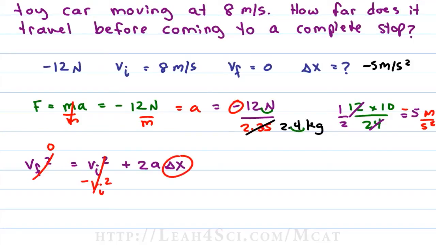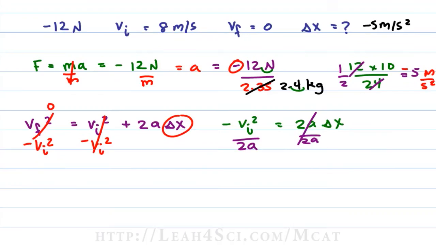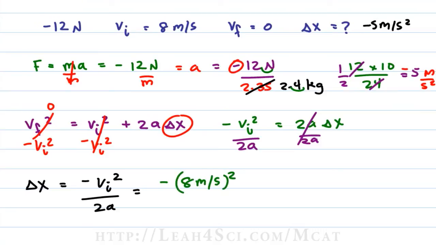We'll bring the initial velocity over to the other side, giving us the equation negative v initial squared is equal to 2a delta x, and then we'll divide by 2a, isolating delta x. Delta x is equal to negative v initial squared over 2a, so let's go ahead and plug it in. We have negative 8 meters per second, squared, divided by 2 times negative 5 meters per second squared. The negatives cancel out so that we're going to have a positive value.